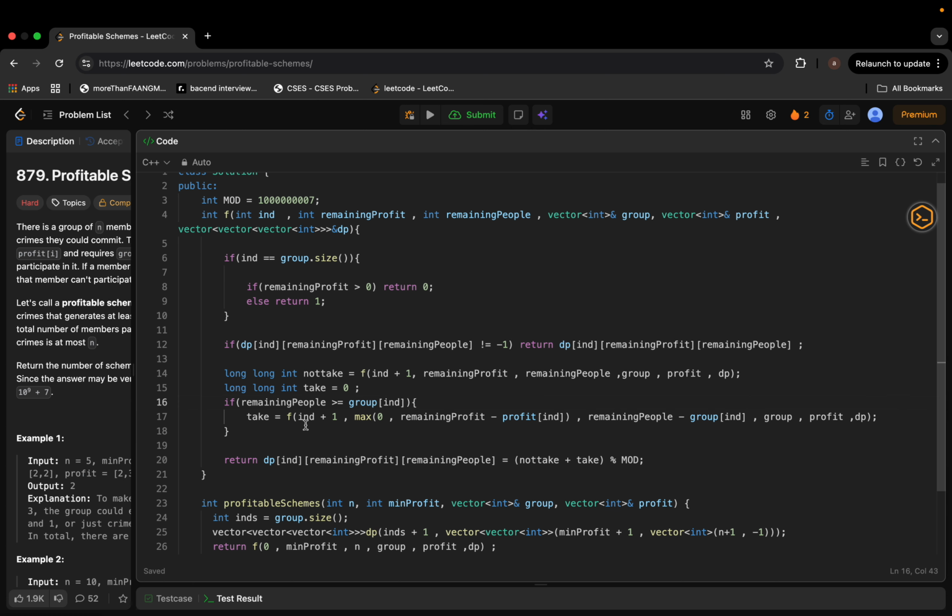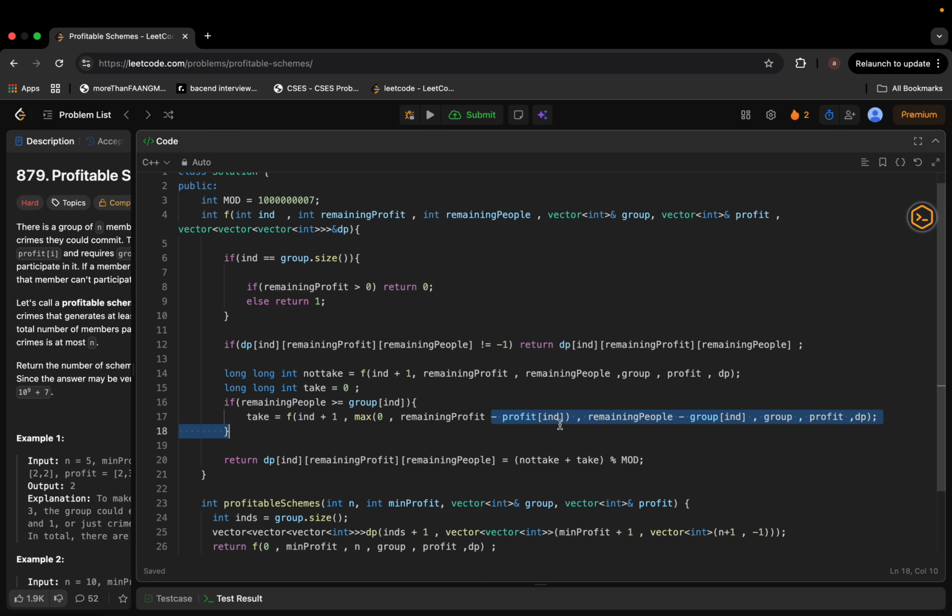So takes will be index plus 1. We are considering we have taken also. Now if we have taken, what is the remaining profit? Remaining profit minus the current profit.